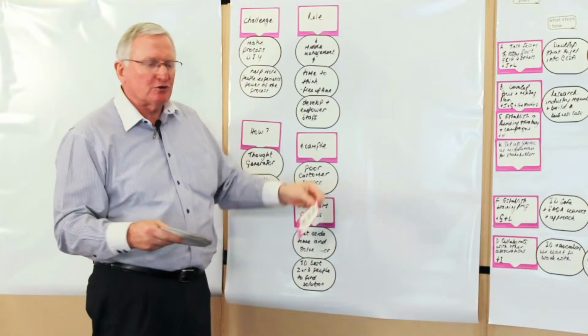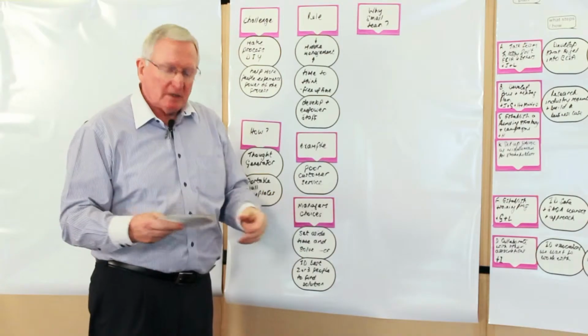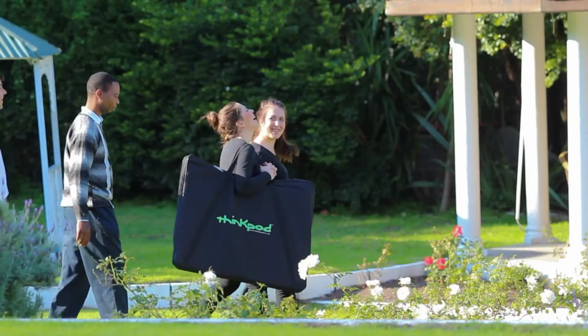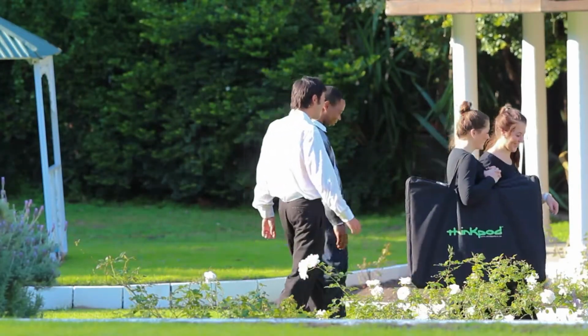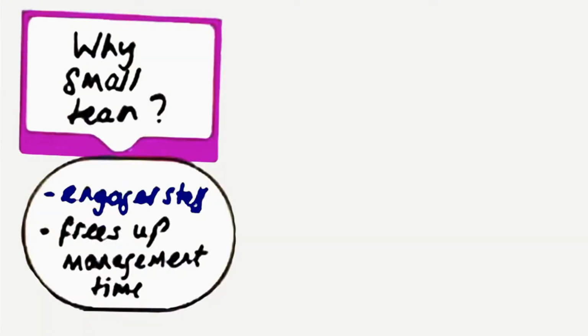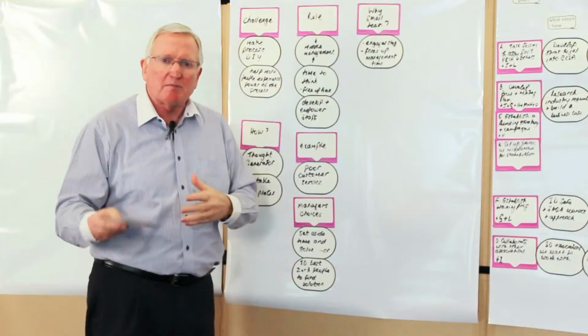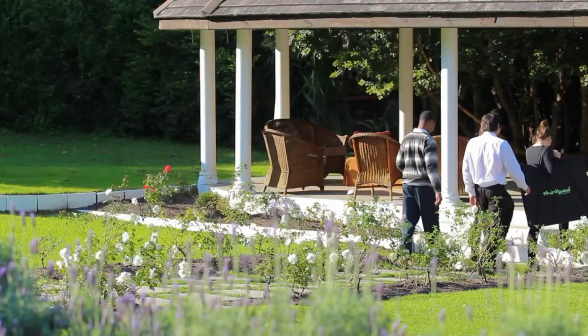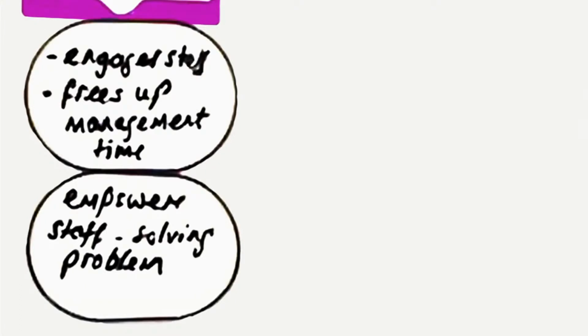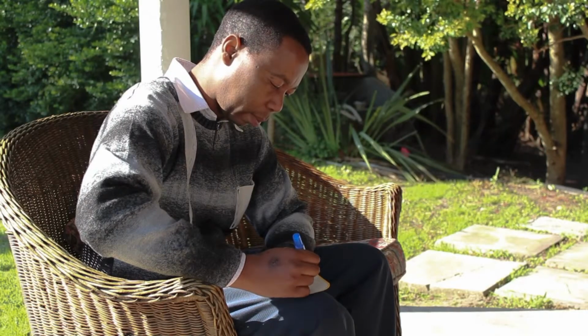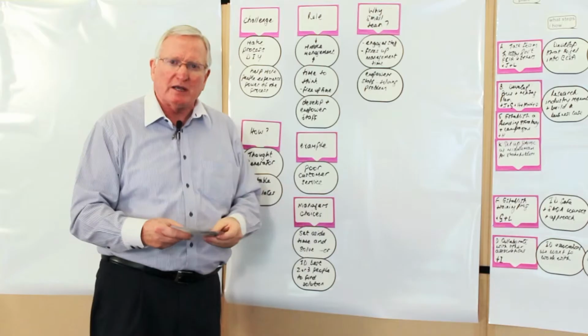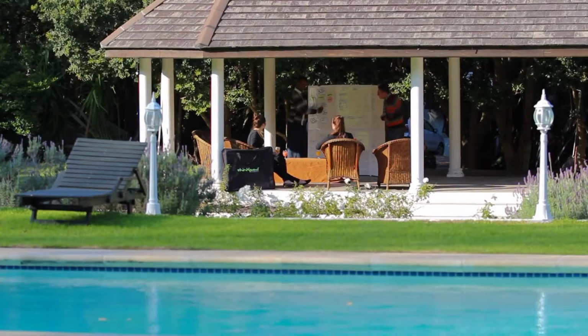So now, why the small team? Why should we take those 2 or 3 people and start allocating the responsibility to them? Well, the reasons are, firstly, it engages the staff. It gets them involved in being part of the business. And secondly, what it does is it frees up management time so that management can now tackle some of the other more strategic and important issues of the business. But very importantly, it empowers the staff because now they feel part of the business solving the problem. It's an exciting opportunity to get engaged with the business.